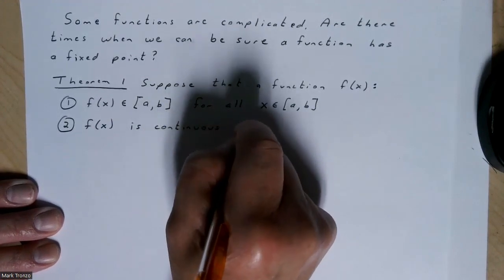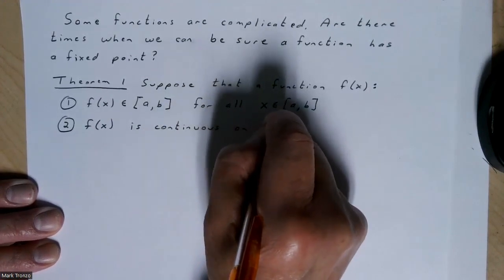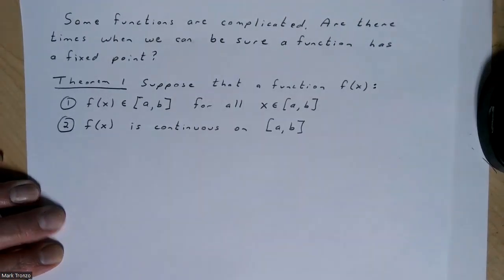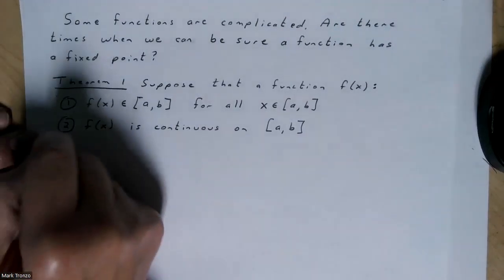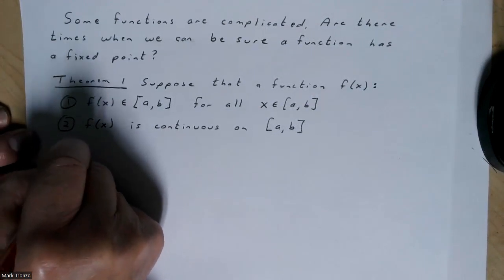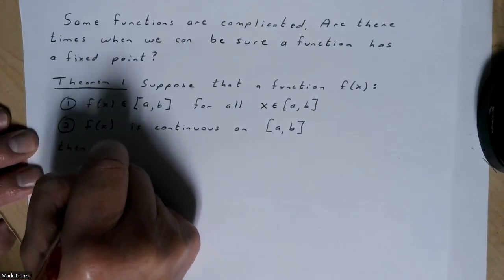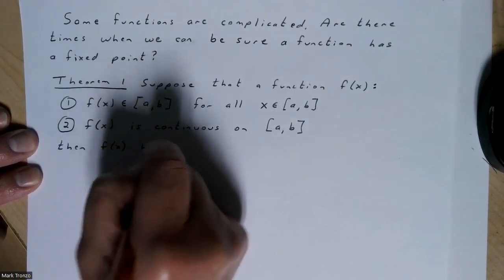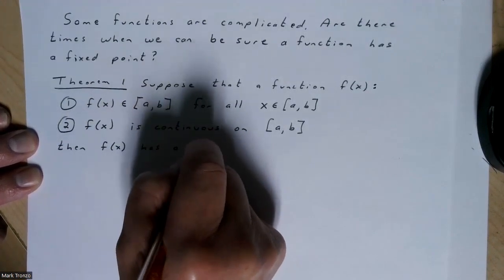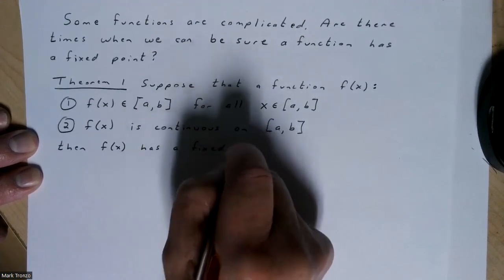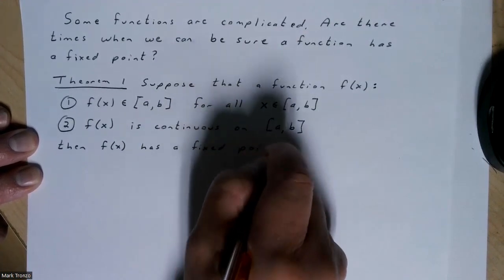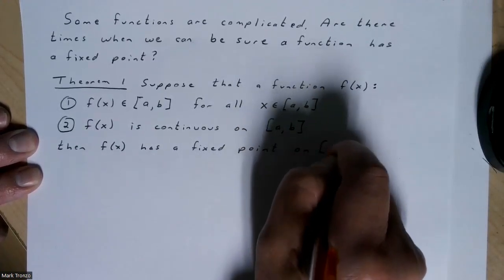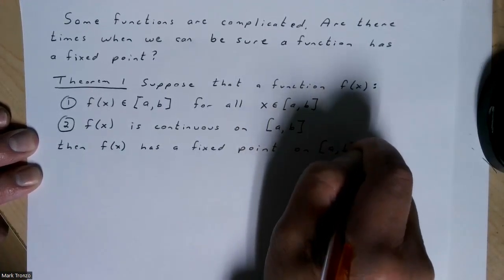...is continuous on A to B. And so then, if these are both true, then f of x has a fixed point on the interval AB.